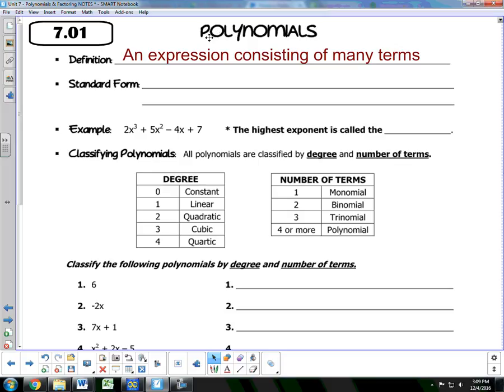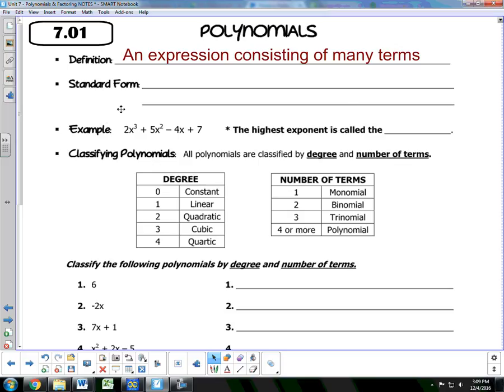Poly means many. You may have learned that in different classes. Nomial means number. So we represent numbers with actual numbers like this 2 you see, but also the variable x. X is also a number. X will be the most common variable we'll see, but it doesn't have to be the only one. So an expression consisting of many terms, many numbers, many terms.